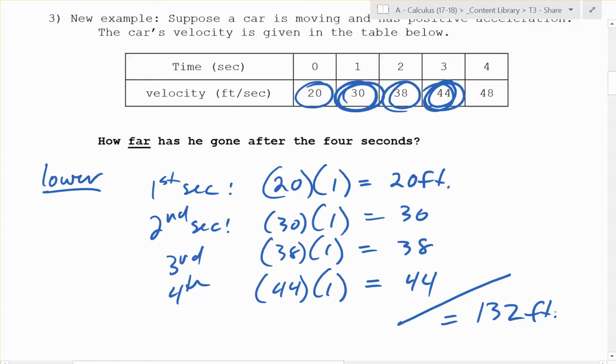If we do the upper estimate, let's assume this person, or whoever it is, accelerates really quickly from time equals 0 and gets all the way up to 30 feet per second almost immediately.